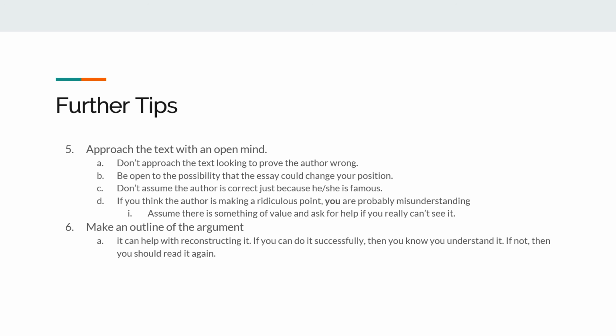Similarly, don't just assume somebody's correct because they're famous. So for instance, if I'm going to read an argument about astrophysics by Neil deGrasse Tyson, I'm not just going to assume that no matter what he writes is going to be gold. It's going to be accurate and correct. Just because he's a famous astrophysicist doesn't necessarily mean that his theoretical physics, when it comes to astronomy, is always going to be correct.